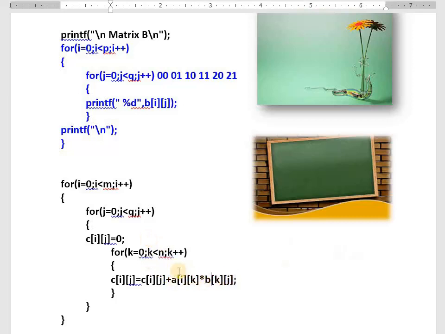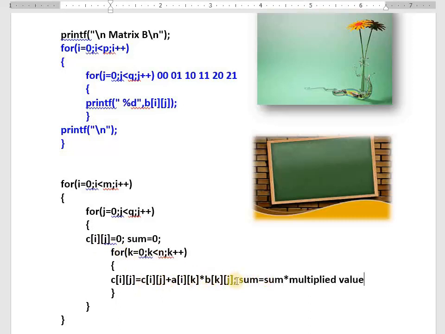It multiplies corresponding elements A of ik into B of kj. In order to find this, we need sum equals 0 first. Then sum equals sum plus, meaning the previous sum plus the multiplied value. That is what we have written here: C of ij equals C of ij plus A of ik into B of kj.